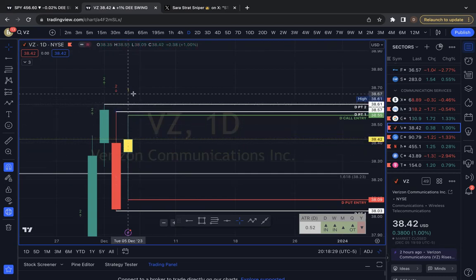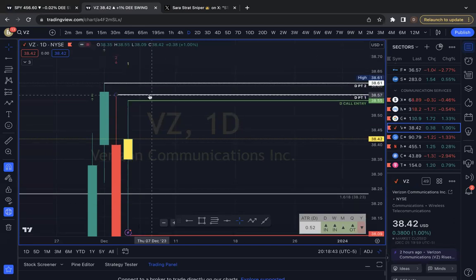You can keep plotting your way up, daily PT2, daily PT3, but keep in mind when you do that, you may get into the mindset of wanting it to run forever, and that's just not how it works. Sometimes this may go 2 up on a day and just hit the daily PT1, and that's it. That's the trade. It's done.